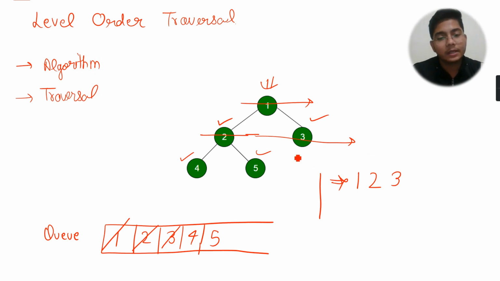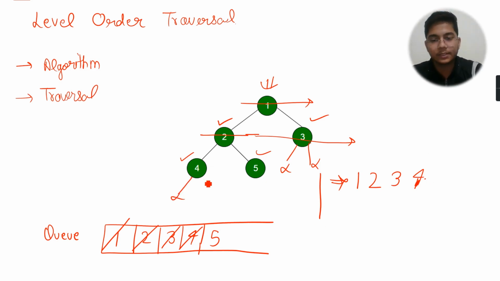Now we'll check, okay, do left or right of 3 exist or not? No, they do not exist. So okay, we have processed the node. Now we will check for 4. We will pop 4, print 4, and check, okay, do left of 4 or right of 4 exist or not? No, they do not exist.